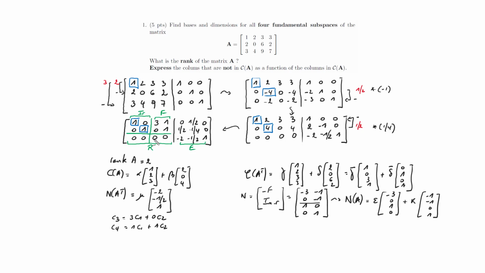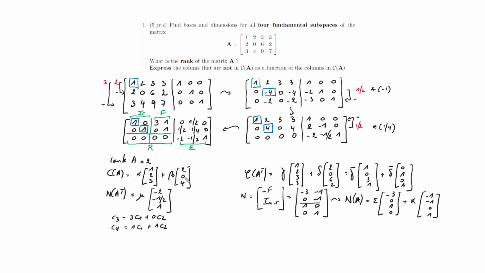So we have only 2 pivots, so we know that the column space, which is a subspace of Rm, where m is equal to 3, the number of rows, is obtained by taking linear combinations of the columns corresponding to the pivots, right?